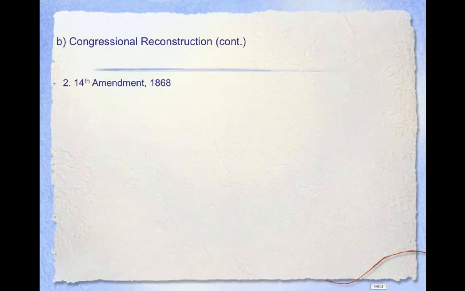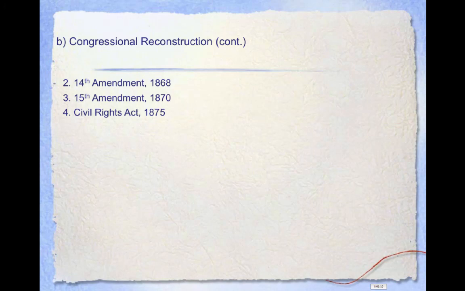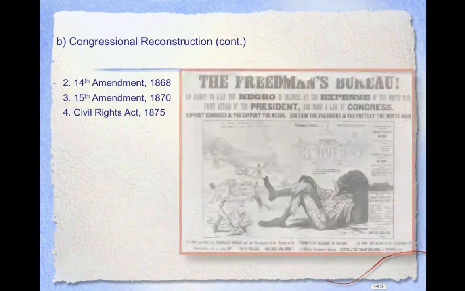The second part of Congressional Reconstruction was the 14th Amendment that was passed in 1868. This amendment gave national citizenship to all people born or naturalized in the U.S. regardless of race. The third part was the 15th Amendment, passed in 1870. This gave voting rights to all men, regardless of race, color, or previous condition of servitude. Women's rights advocates strongly opposed this amendment because it did not include them. The fourth part was the Civil Rights Act of 1875. This outlawed racial discrimination in theaters, hotels, railroads, and other public places.